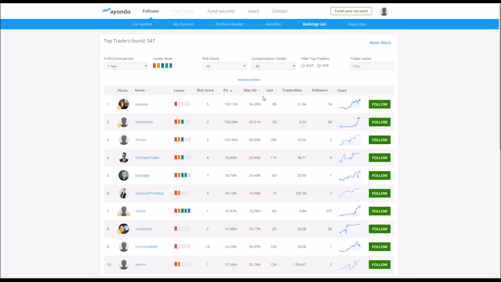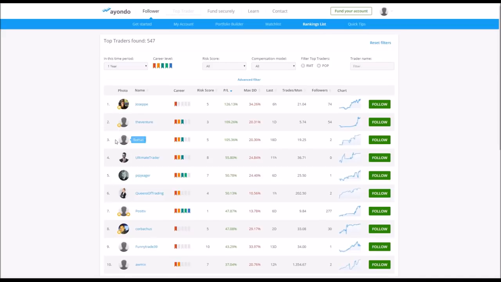Maximum drawdown, we'll talk about all this in a minute. Second best performer, 109%. Then we have Thomas down here, 105%. Then a bit of a plunge down to Ultimate Trader, 55.8, and so it goes on. But an important distinction: the top two, Giuseppe and the Venture, have an R next to their name. What this R means is real money. So they're trading with real money.